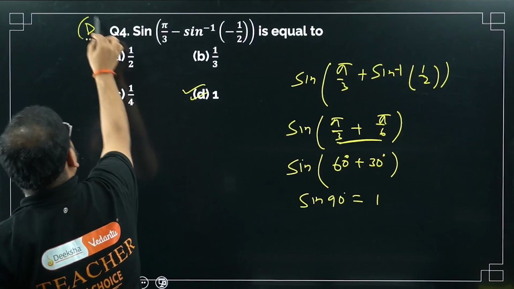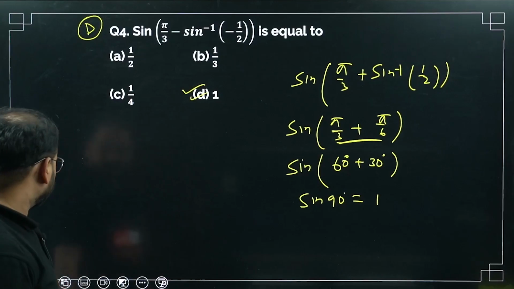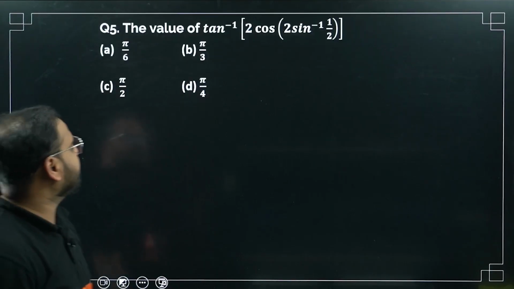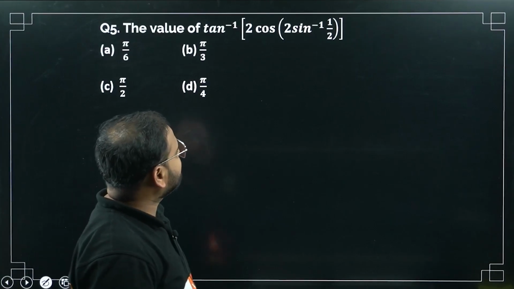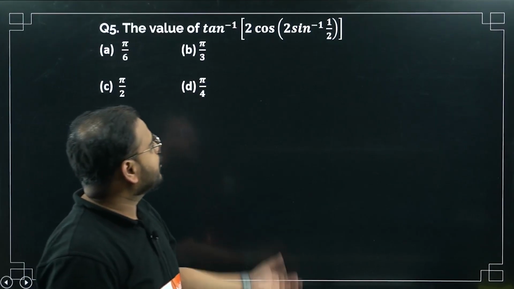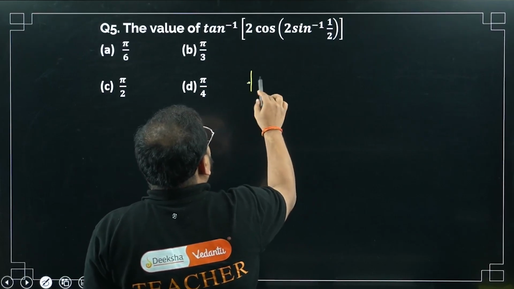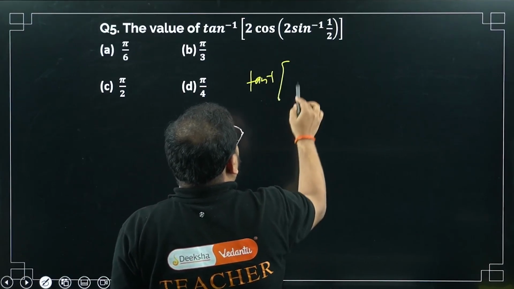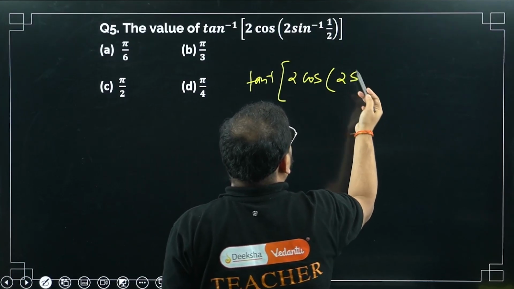Simple problem, sirs. Okay? Simple questions. Alright? Question number 5. Find the value of tan inverse of 2 cos of 2 sin inverse of 1 by 2. Let's solve it. Tan inverse of 2 cos 2 sin inverse of 1 by 2.